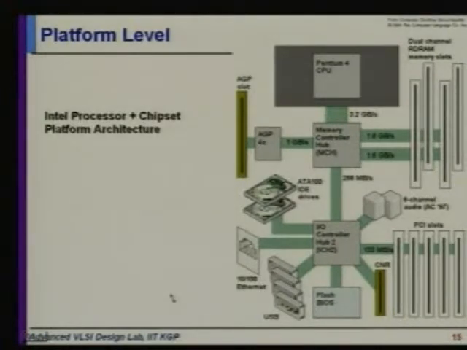Then we have the platform level. So you may not find too many lectures on this being delivered in a computer architecture course, because we typically go up to the processor level, but we do not often talk about what is the platform level beyond that. So this is the Intel processor plus chipset platform architecture. So this is the processor sitting up here. Okay, so this is a Pentium processor.